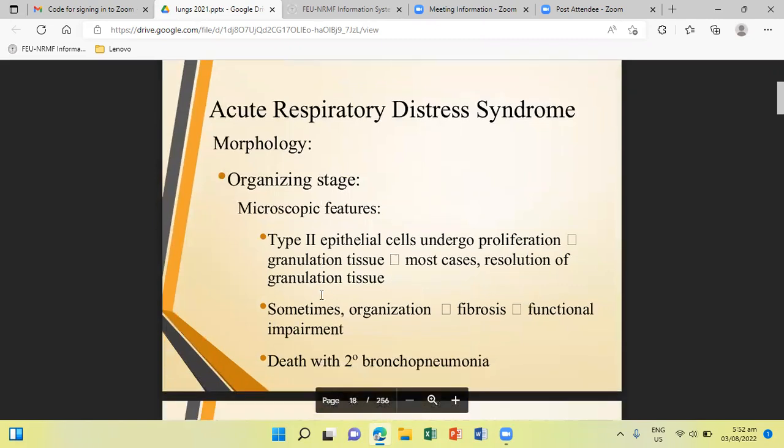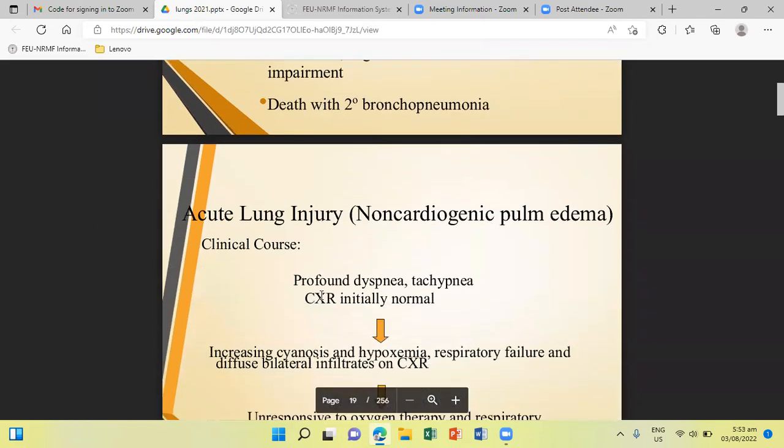So the ARDS do have different stages. The first one is what we call the organizing stage. In the organizing stage, the type 2 pneumocytes will proliferate. Granulation tissue formation is expected to be present. In most cases, the granulation tissue resolves, leaving minimal functional impairment. Sometimes, however, fibrotic thickening of the alveolar septa ensues, and this then goes into the expected clinical course.